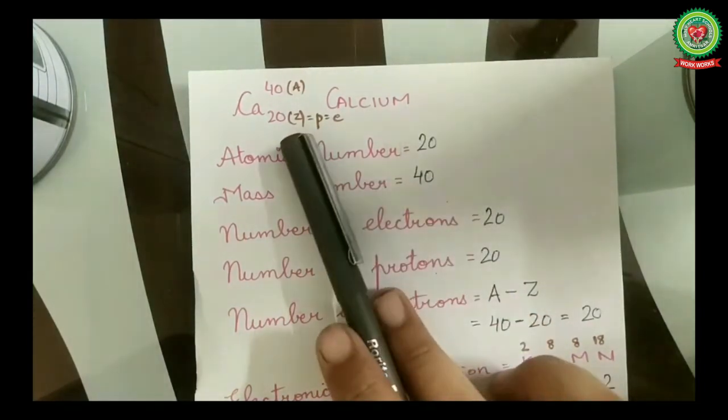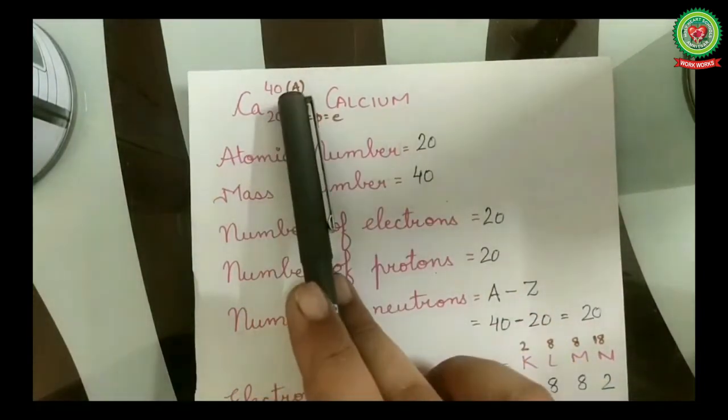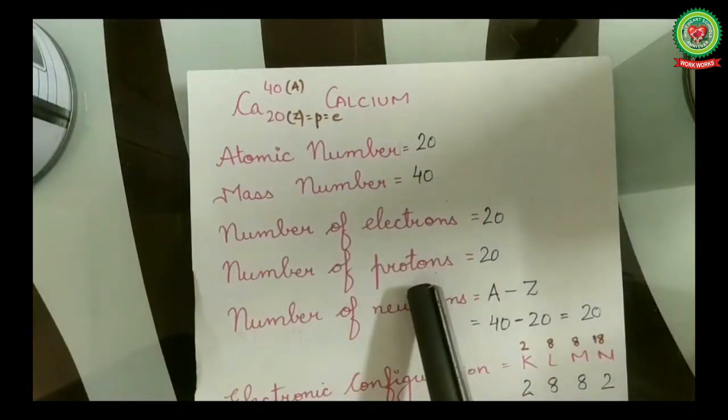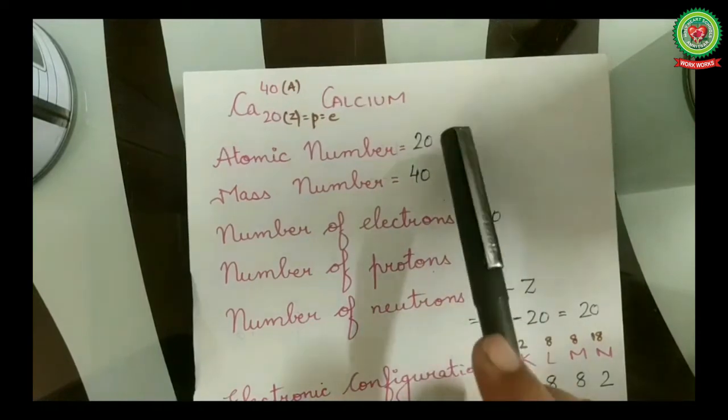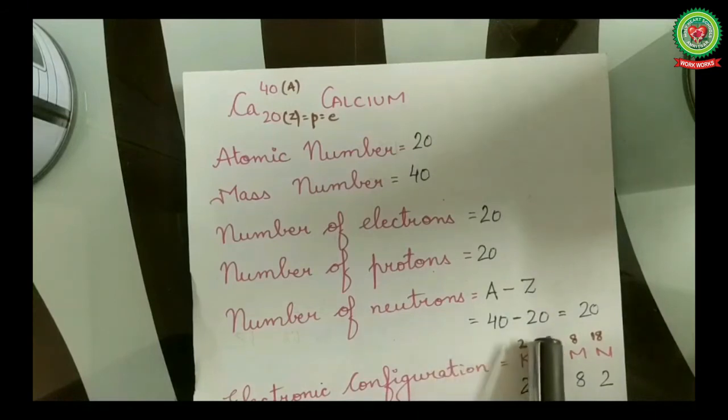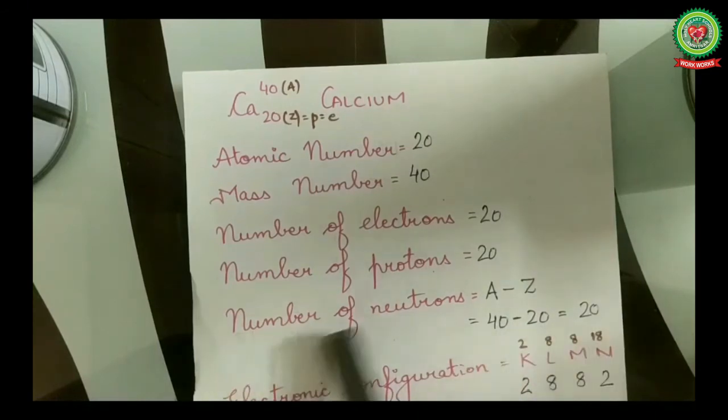Atomic number 20 and mass number is 40. Number of electrons and number of protons will be equivalent to 20 as atomic number is 20. Number of neutrons A minus Z is equivalent to 40 minus 20 is equal to 20. So number of neutrons are 20 here.